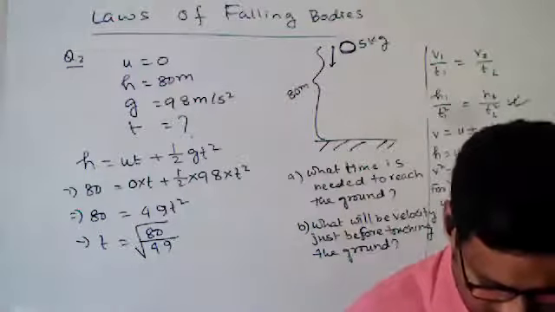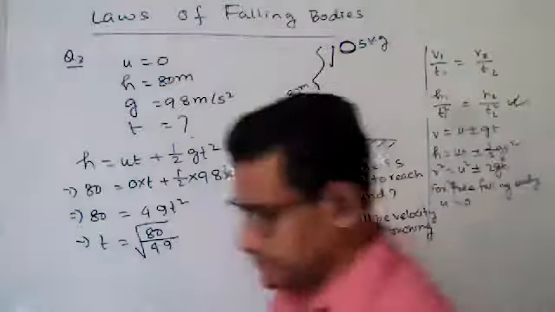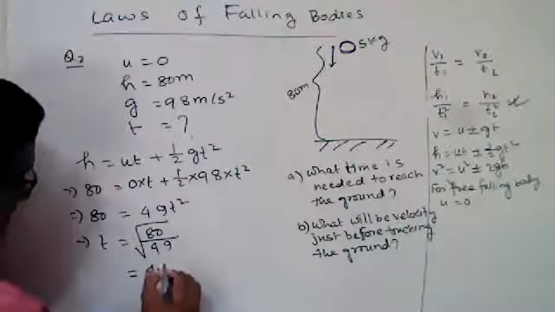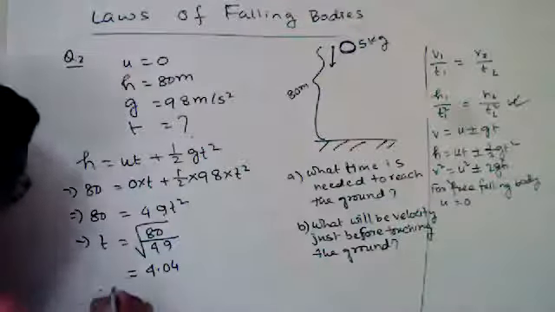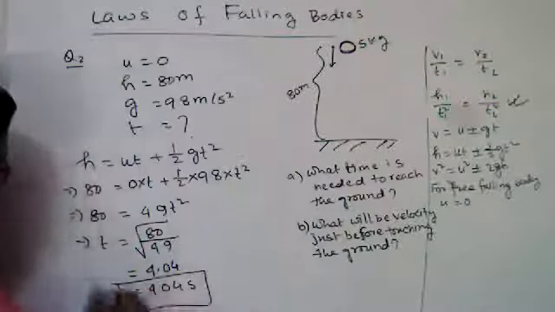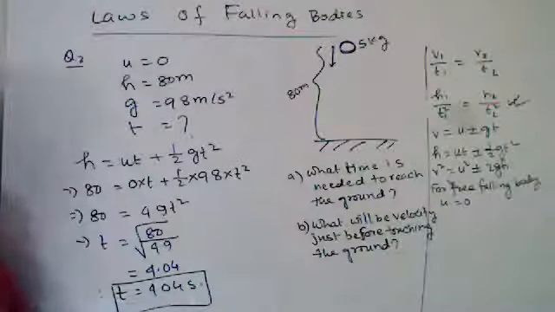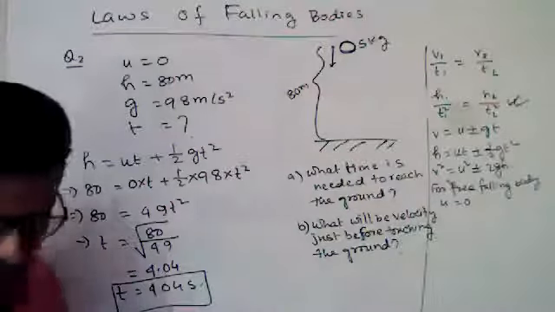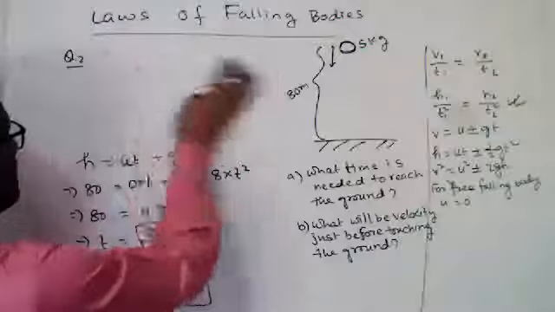80 by 4.9, that is 4.04 under the root. So the time required to reach the ground is 2.4 seconds. Okay, this is the one type. You can solve this math quickly. I will discuss this after. So this is the answer to question number 1.